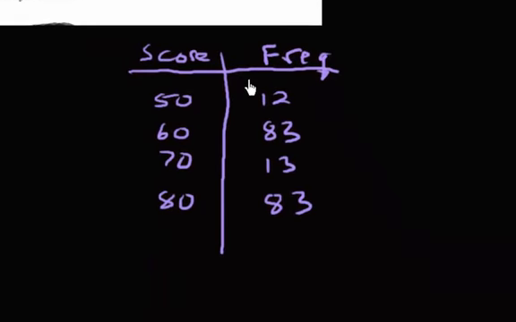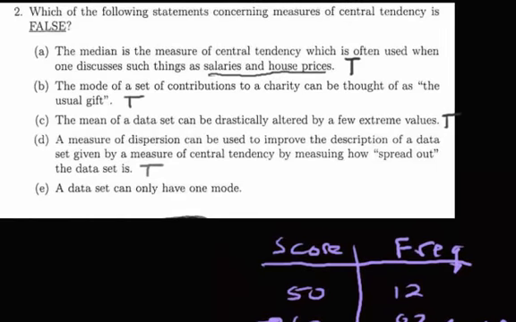A data set can only have one mode. Well, let's go ahead and take a look at this frequency distribution down here. What is the mode? The mode is the one that occurs most often. And so the frequency, 83, is the biggest number, but it happens twice. And so both of these are the mode. Okay, so the mode would then be 60 and 80. So it is possible that you can have two different modes. In this case, it would be called bimodal. So our final answer is going to be number 2. That is going to be false.